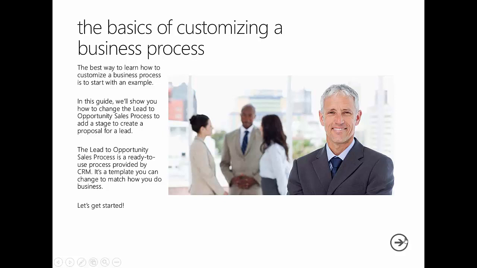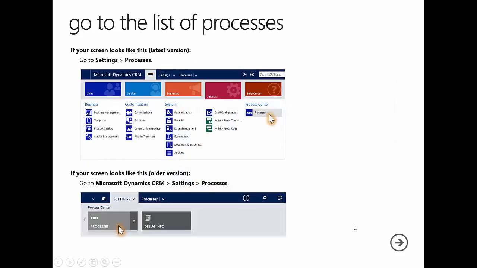So let's get started. To get to the list of processes, if you're running the latest version, then your screen looks like this, and you go to Settings and then Processes. In the older version, you go to Microsoft Dynamics CRM, then Settings, then Processes.